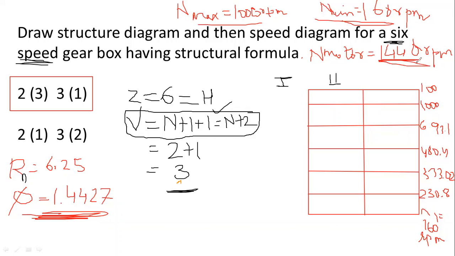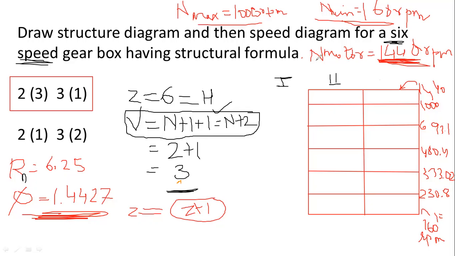Now see guys, motor RPM is 1440. So I have to draw an extra line for that too, right? And that extra line is nothing but this one more line which is going to be here, 1440 rpm, which is this line. So total Z plus 1 horizontal lines should be drawn in a speed diagram. In the structure diagram, it is Z.